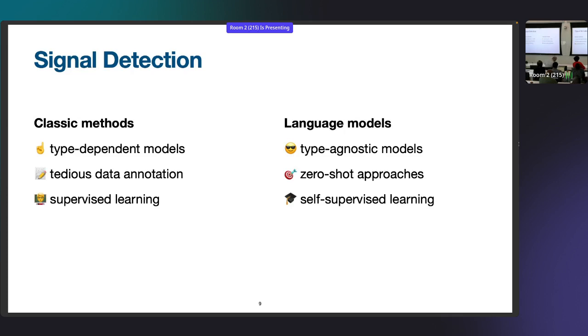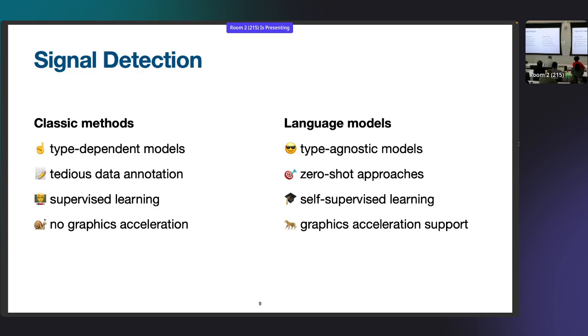Classic methods also use supervised learning, whereas we have self-supervised learning, which doesn't depend on training data or fine-tuning data. Typically, classic methods also exploit algorithms that cannot or can hardly be used on GPU hardware. And therefore, we also have a difference in performance in terms of the runtime that is needed to execute them.